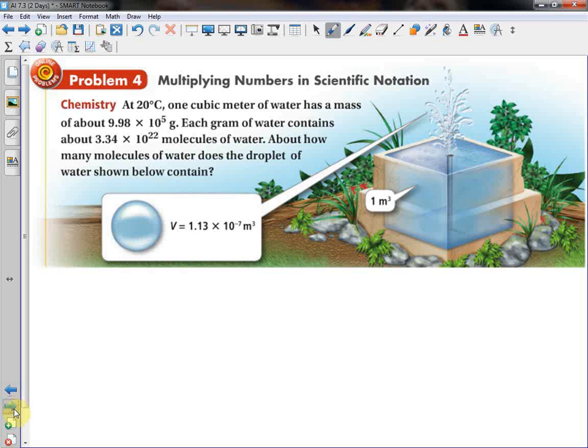All right, so problem 4, word problem talks about having a cubic meter of water. Then that cubic meter of water has a mass of about 9.98 times 10 to the 5th grams. And then each gram of water contains about 3.34 times 10 to the 22nd molecules of water. About how many molecules of water does the droplet of water show below?